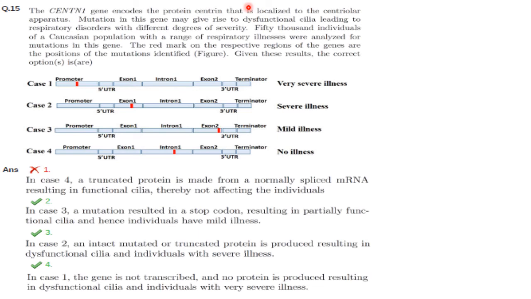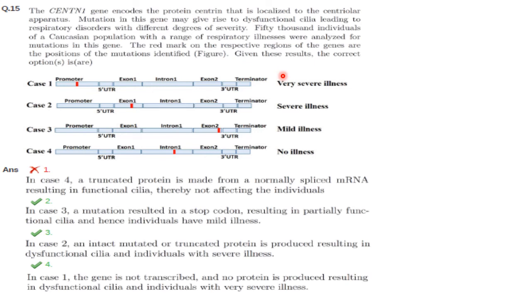The CENTN1 gene encodes the protein centrin, which is localized to the centriolar apparatus. Mutation in this gene may give rise to dysfunctional cilia, leading to respiratory disorders of differing severity. 50,000 individuals of a Caucasian population with a range of respiratory illness were analyzed for mutation in this gene. The red marks on the respective regions of the gene, that is over here, are the positions of the mutations identified. So here is the mutation that is identified.